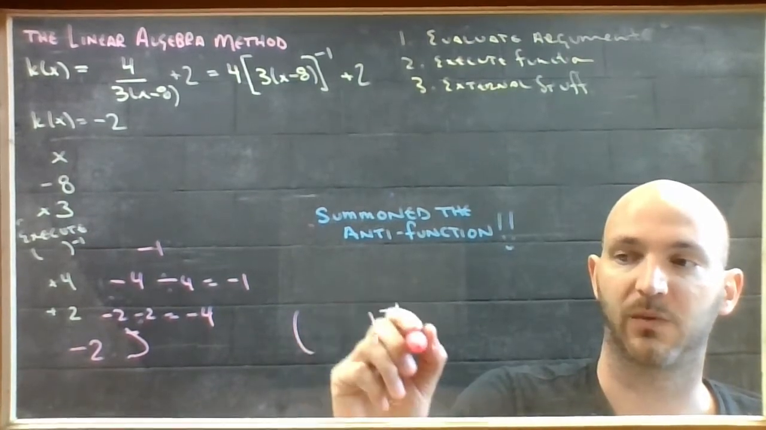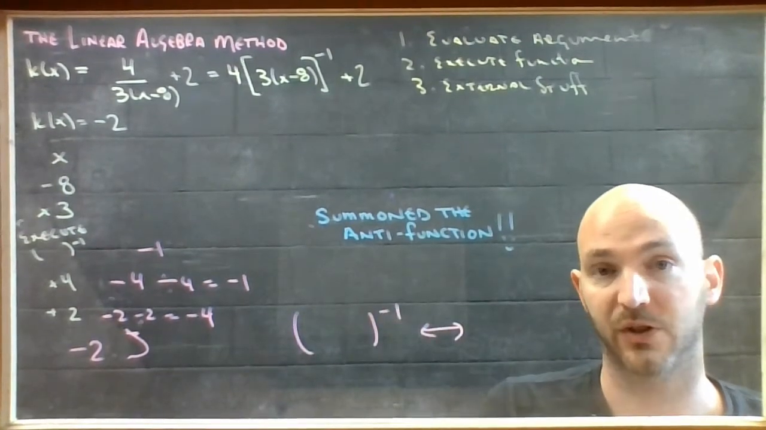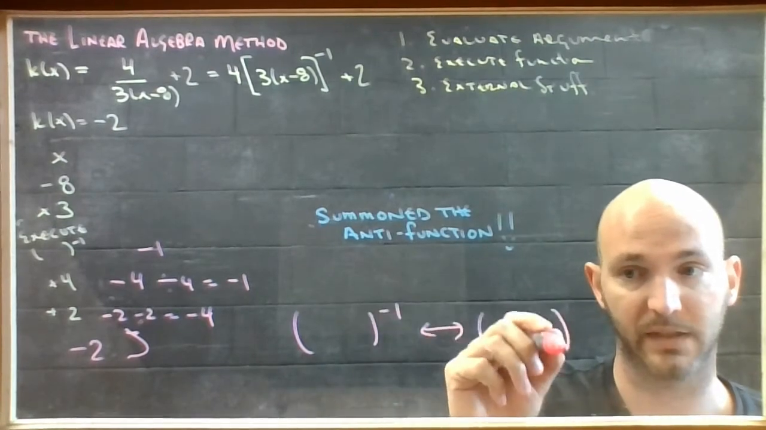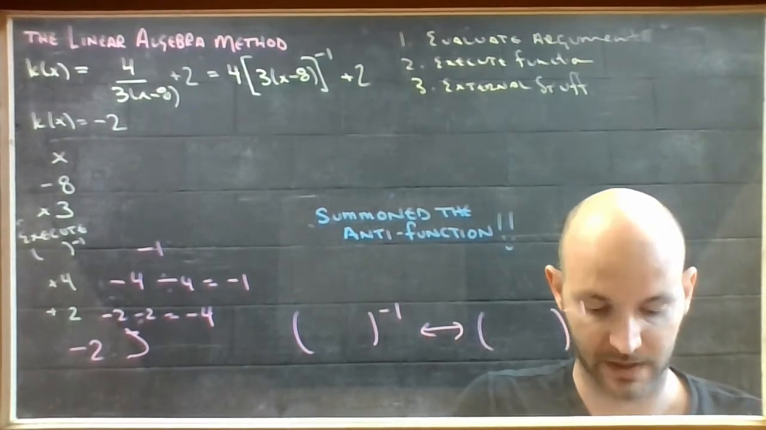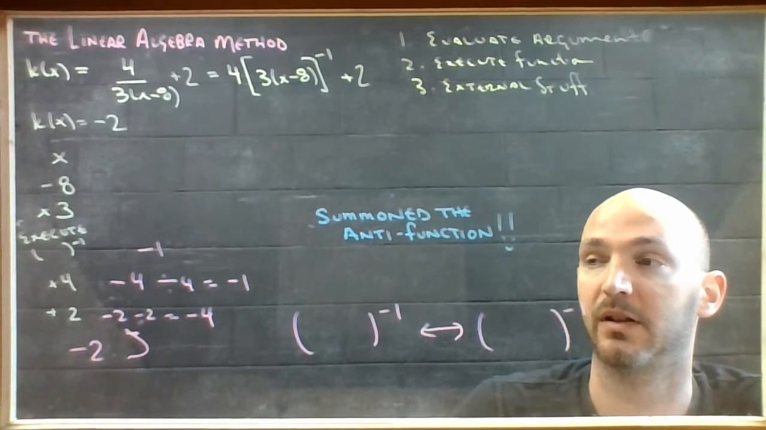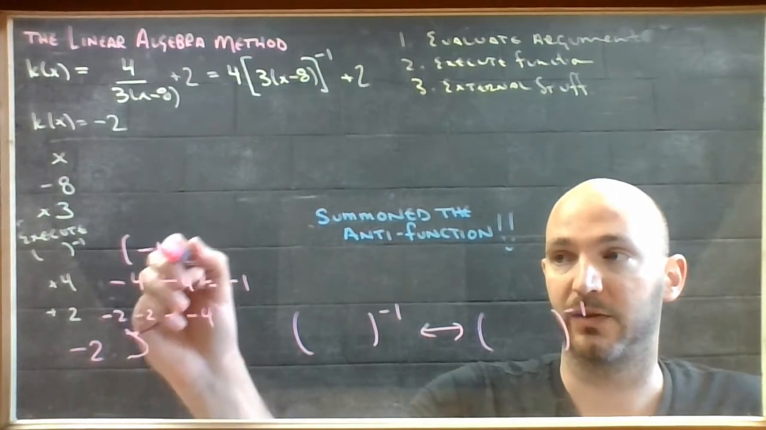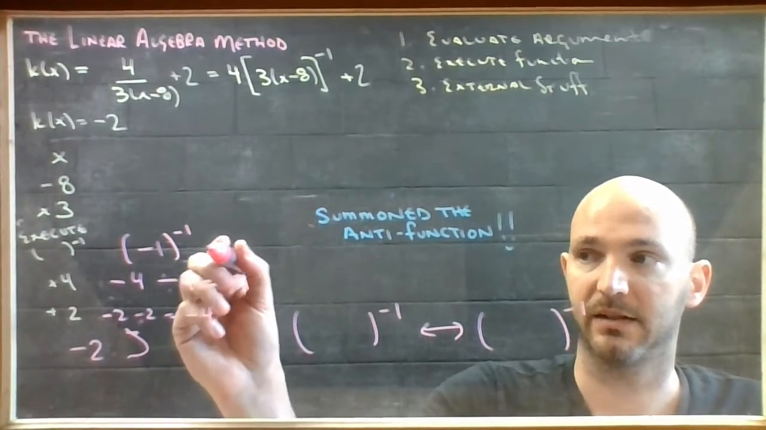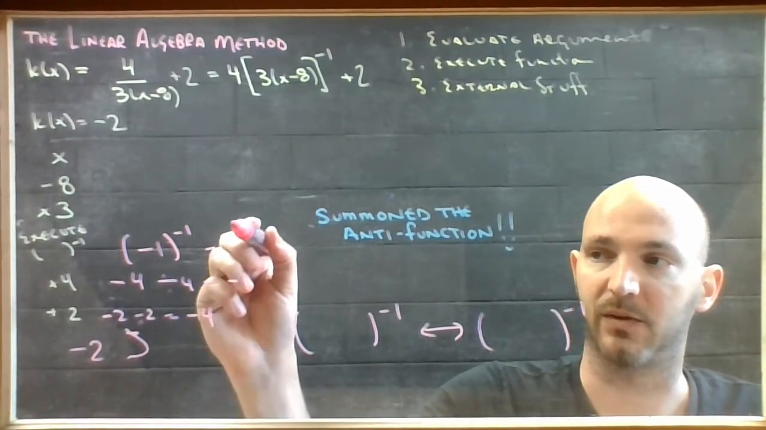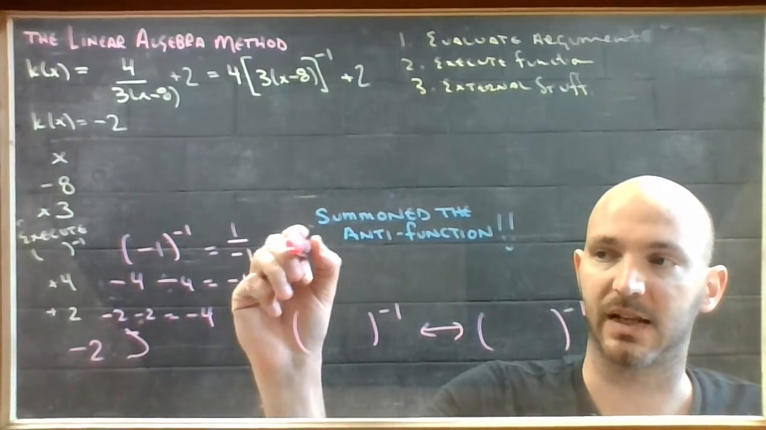This function's a bit weird. The anti-function for something to the negative 1 is something to the negative 1. It's its own anti-function. So in order to undo this, I'm going to have to apply it to the other side. Negative 1 to the negative 1 is 1 over negative 1, which is negative 1 is my answer.